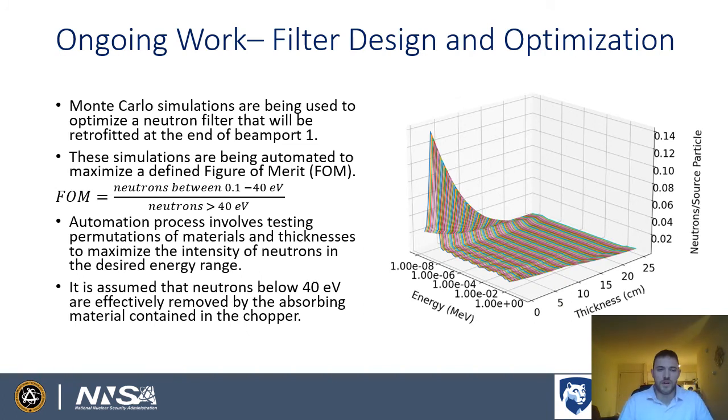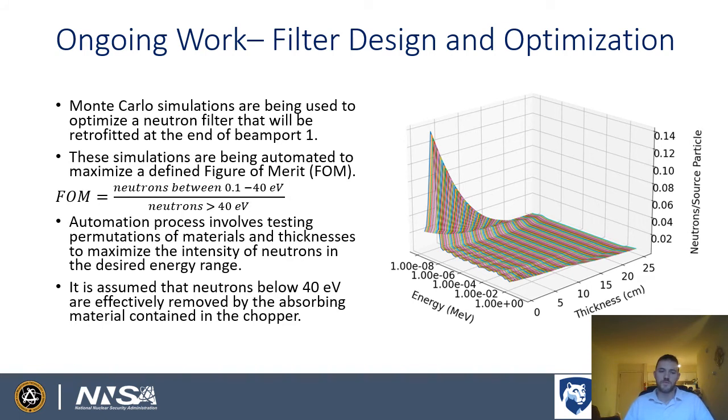So there's a couple different facets of this project that are ongoing. One is the filter design and optimization. We're using Monte Carlo simulations to optimize a neutron filter that will be retrofitted at the end of Beamport 1. This filter will be used to optimize the number of neutrons in the energy range of interest between 0.1 and 40 electron volts. We're using a figure of merit to define the most optimal filter based on material and thickness. We're creating an automation process to test different permutations of materials and thicknesses to maximize the intensity of neutrons in this energy range.